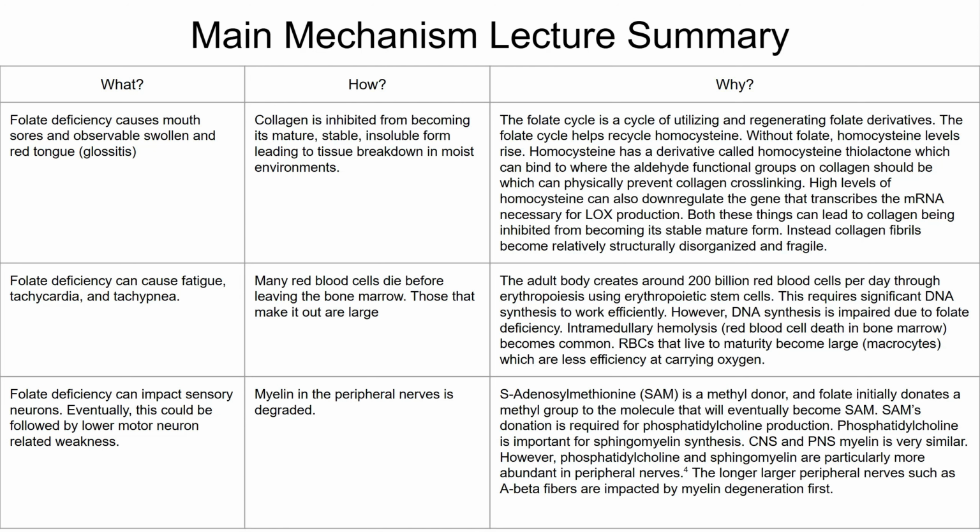Note, due to the higher levels of phosphatidylcholine and sphingomyelin in the peripheral nervous system, that means the peripheral nervous system is going to be impacted to a greater degree than the central nervous system.